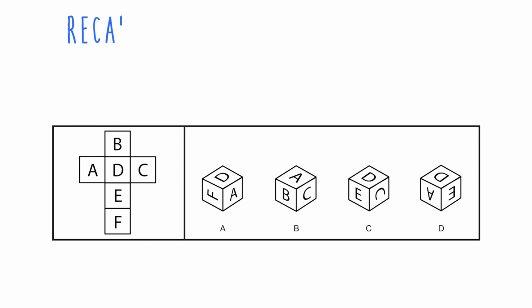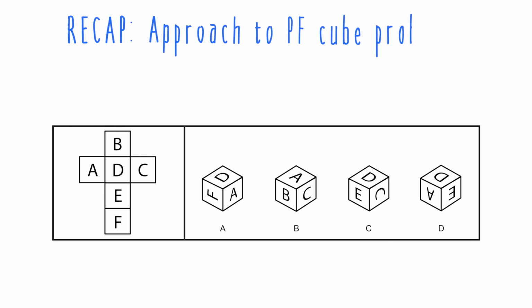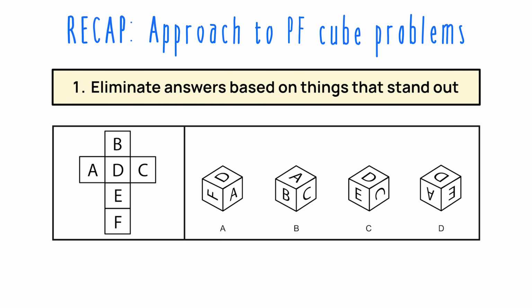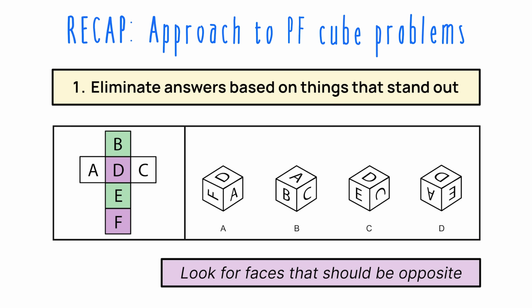Don't get overwhelmed by trying to understand exactly how every face comes together. Instead, follow a systematic approach to the problem. First, look for things that stand out to you in the map that could help you eliminate answer choices quickly. This could be looking at which faces will sit on opposite sides of the cube from one another, and eliminating answer choices that show 2 of these faces sitting next to each other.